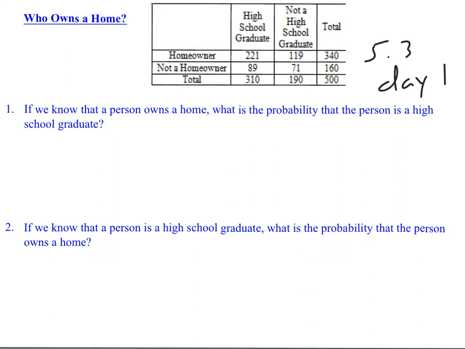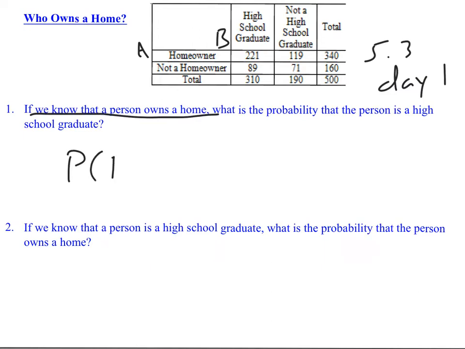You can see in this first question, we've got some data here we already know, by the way. We had said being a homeowner was event A and a high school graduate was B. If we know the person owns a home, this right here is what we call a condition. We know the person owns a home. What's the probability that they're a high school graduate?